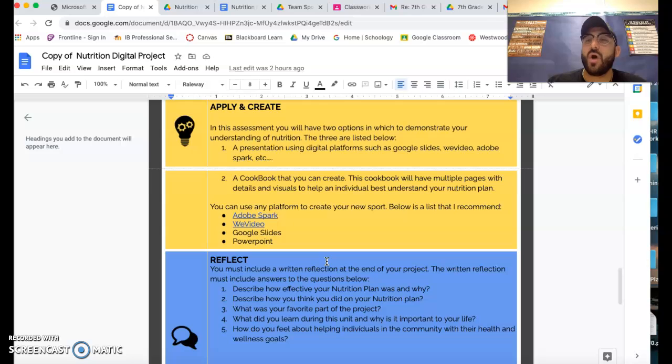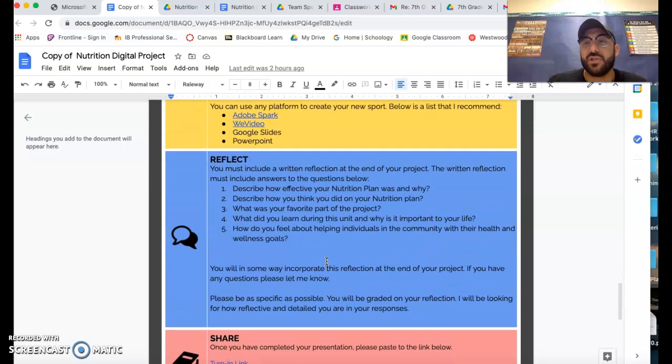Okay, so it has to include obviously all that information that we talked about previously, and visuals of the foods that they're going to be consuming. But that option is there where you can create a physical cookbook for your client to follow. So you do have those two options, and I listed some of the resources on what you can pull from.